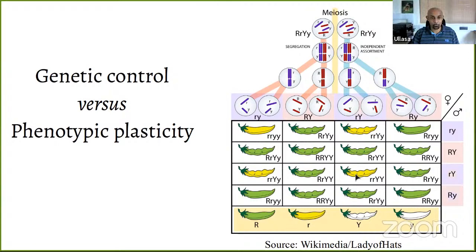But now we're talking about something very different. We're talking about the same genotype producing different morphs. In all these examples, you see that the genotype is the same, but you get different morphs. But how does this happen? How do you get different phenotypes from the same genotype? In fact, this is very common.